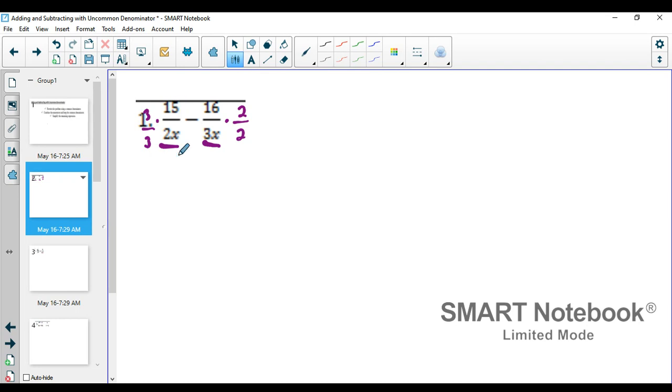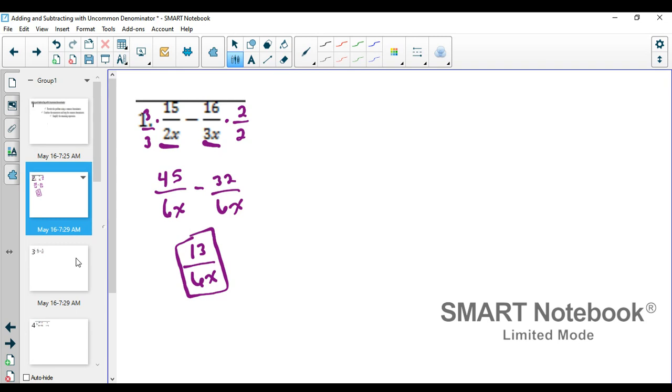So this 3 times 15 is 45. So we have 45, and then 3 times 2x is 6x, then minus. And then 16 times 2 is 32. So we have 32 over 6x. And now we're going to subtract these. So we have 45 minus 32, so we have 13 over 6x. And these do not simplify because 13 is a prime number. So this is our final answer.